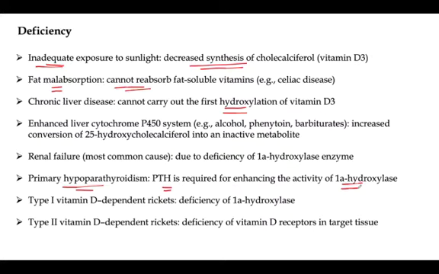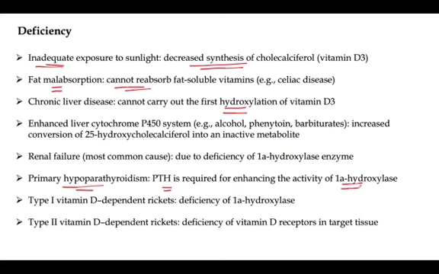Now, there are two types of deficiencies that people suffer from, and as I said, vitamin D deficiency leads to a condition called rickets. We can classify rickets into type 1 and type 2. So type 1 vitamin D dependent rickets is caused by deficiency of 1-alpha hydroxylase, and type 2 vitamin D dependent rickets is caused because of the deficiency of vitamin D receptors in the target tissues.